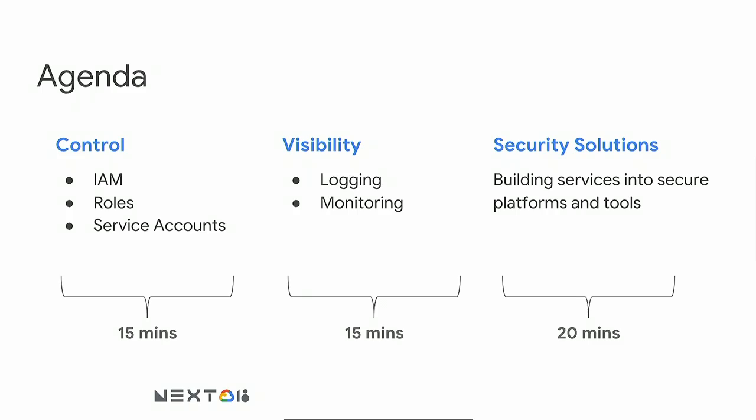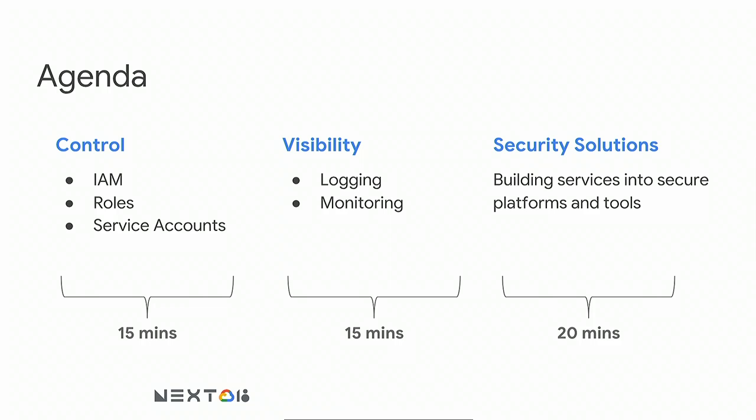Cool. So there's three things in my agenda, roughly. We're going to talk about control. Control is around access control. It's around IAM. It's around roles and service accounts and granting people access to resources. What are the best practices, and how do you do that securely? And how would an enterprise do that?